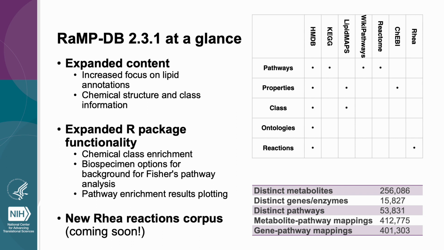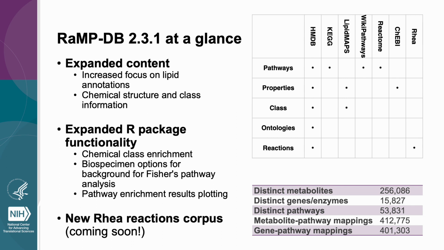A major focus of recent updates has been to include a wider breadth of lipid annotations, including synonyms, chemical structures, and chemical class, which are available for all metabolites in RaMP now. To leverage this new information, we've implemented new modules in the R package and website, including a chemical class enrichment module, the option to specify biospecimen backgrounds for standard pathway analysis, such as liver or heart tissue backgrounds, and a new pathway analysis results plotting tool.